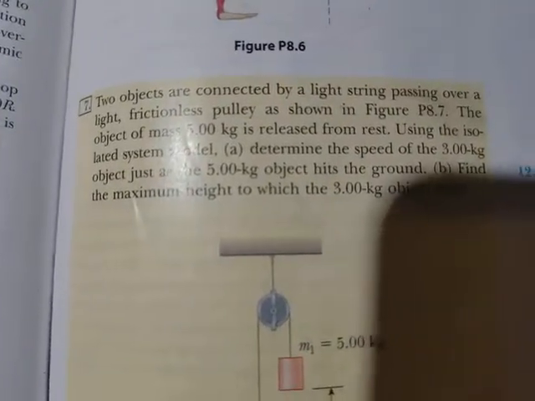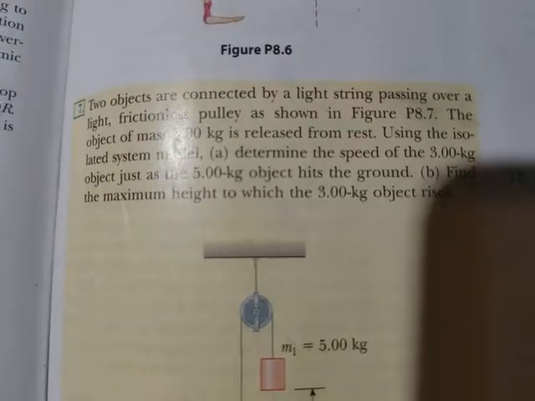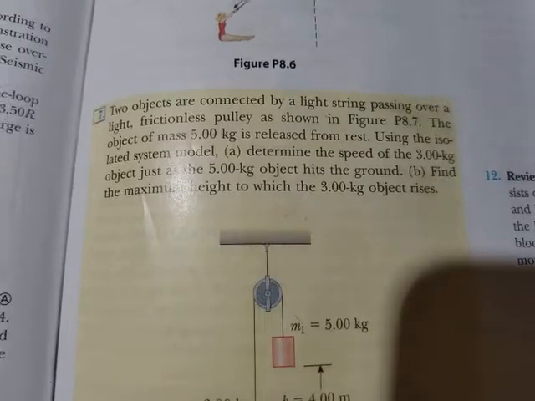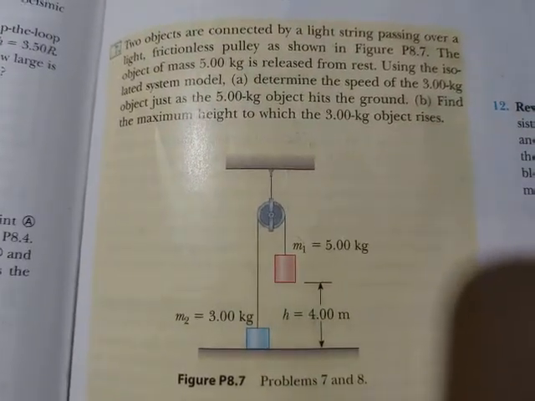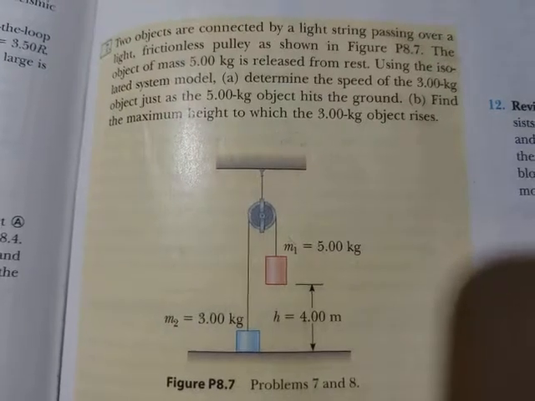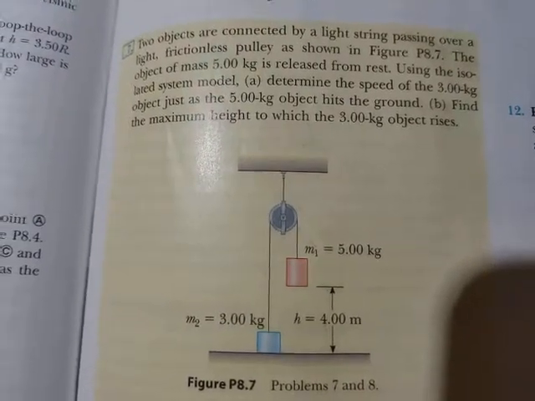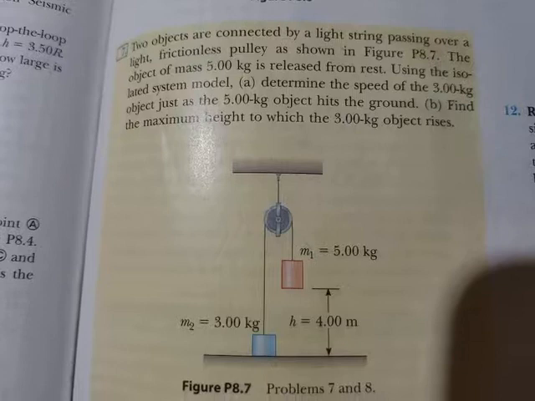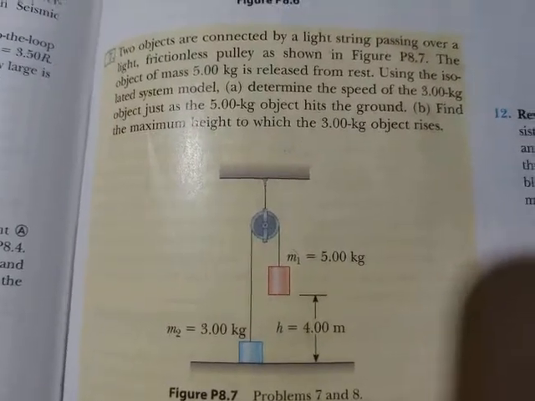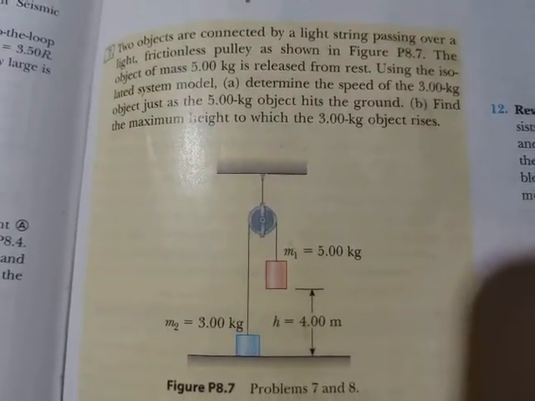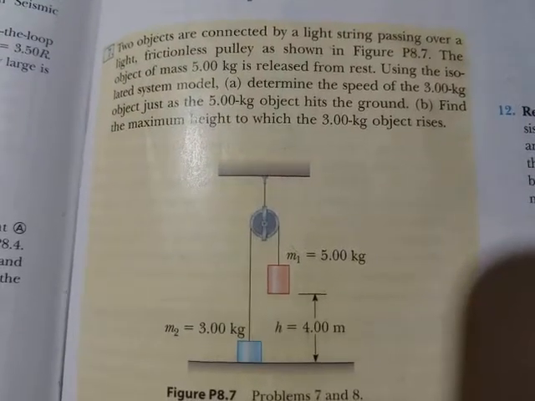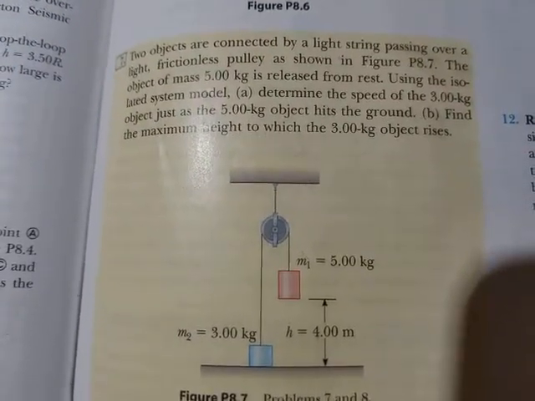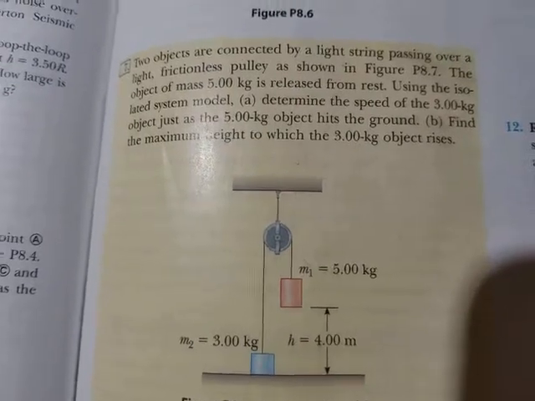Two objects are connected by a light string passing over a light frictionless pulley, as shown in figure 8.7. The object of mass 5 kilograms is released from rest. Using the isolated system model, determine the speed of the 3 kilogram object just as the 5 kilogram object hits the ground. Find the maximum height to which the 3 kilogram object rises.